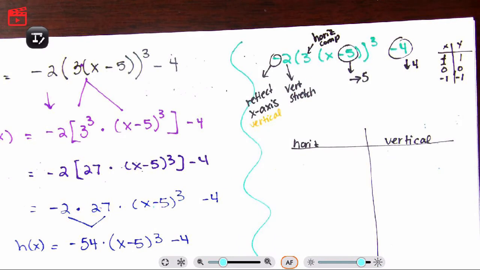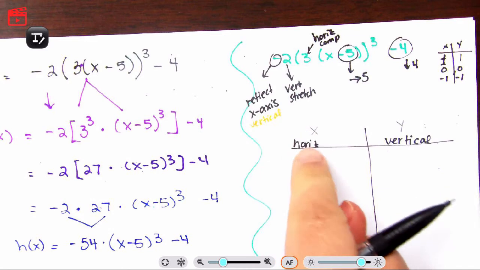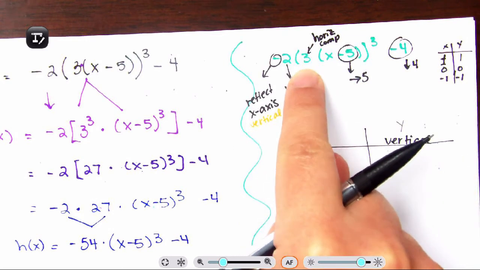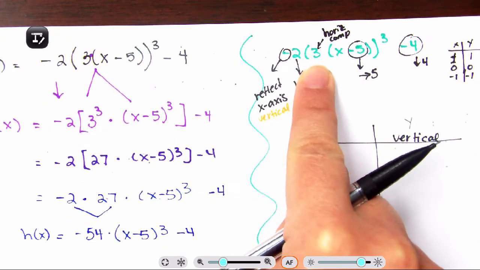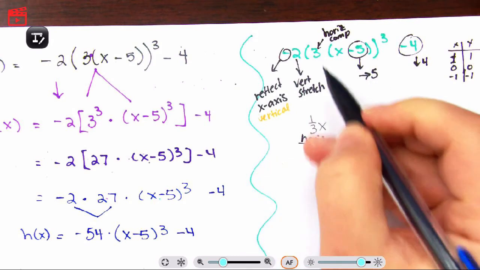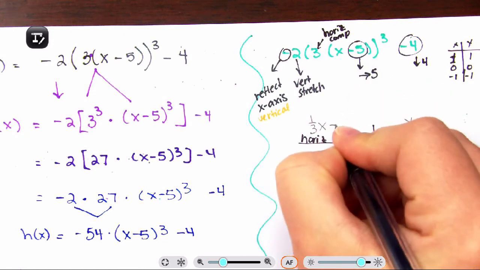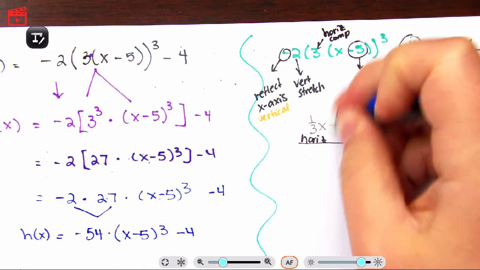All right, so let's go ahead and create our new point. Here's my x, here's my y. So what's happening? For horizontal, we have a horizontal compression. I see a 3. 3 is inside the bubble, so we do the opposite. The opposite of 3 is 1/3. Then I have a horizontal jump. I see a -5, that means I'm going to do a +5. Do the opposite if it's inside the bubble.